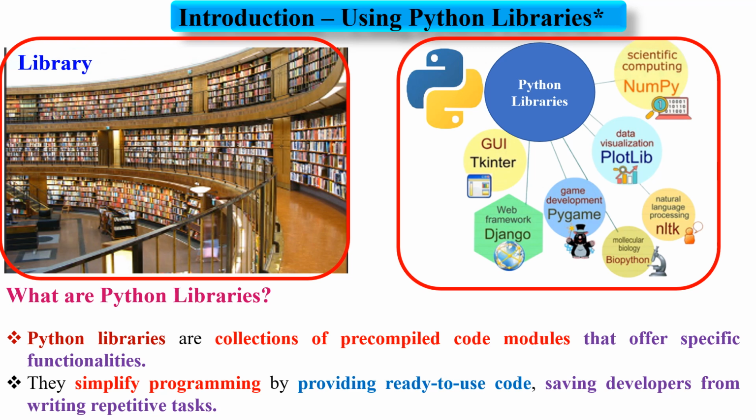So, what are Python libraries? Python libraries are collections of precompiled code modules that offer specific functionalities. They simplify programming by providing ready-to-use code, saving developers from writing repetitive tasks, as we don't need to write the same code again and again for different programs. Python libraries play a very vital role in fields of machine learning, data science, data visualization, etc.